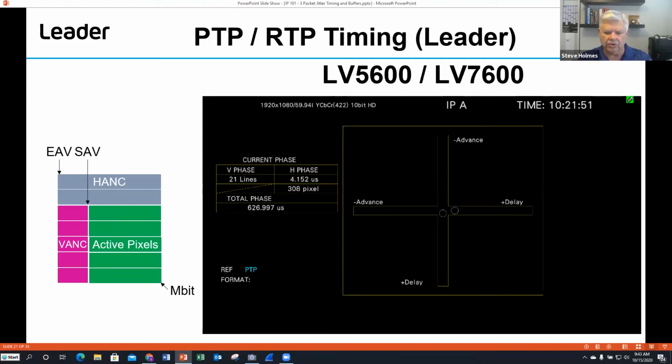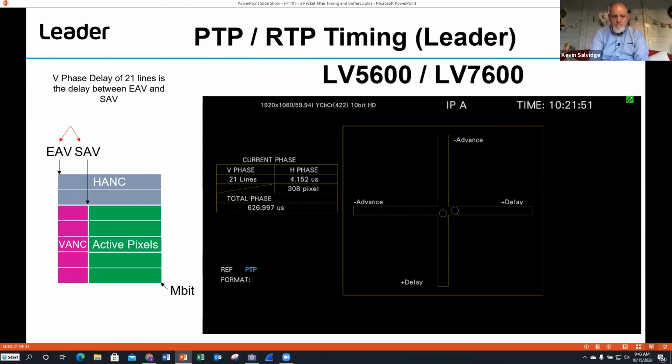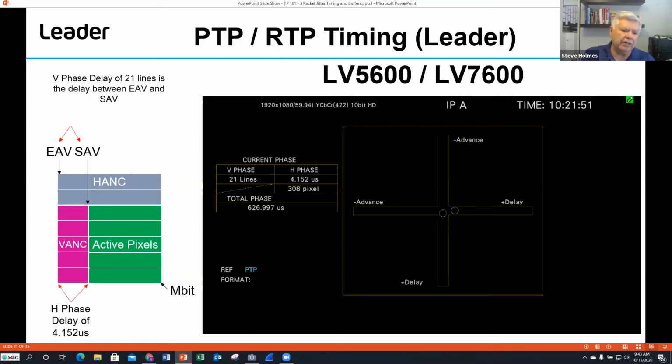So if we look at the difference between the start of a frame and my active picture raster in 1080i, there's going to be a 21 line delay before I put out my video. And then there's also going to be about 4.1 microseconds of delay to account for the horizontal.